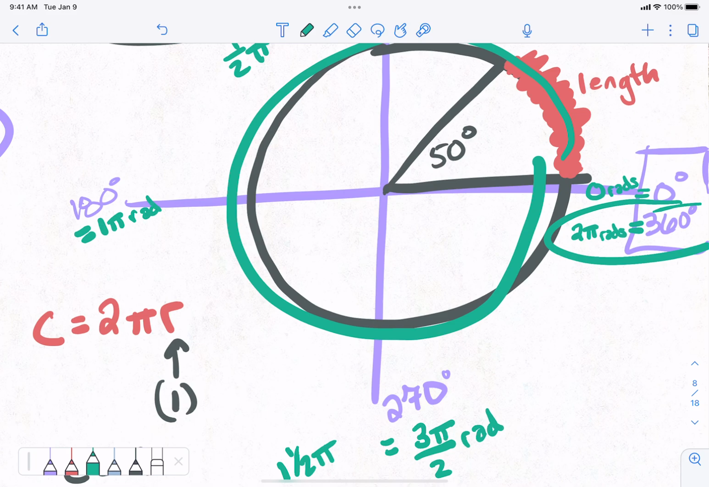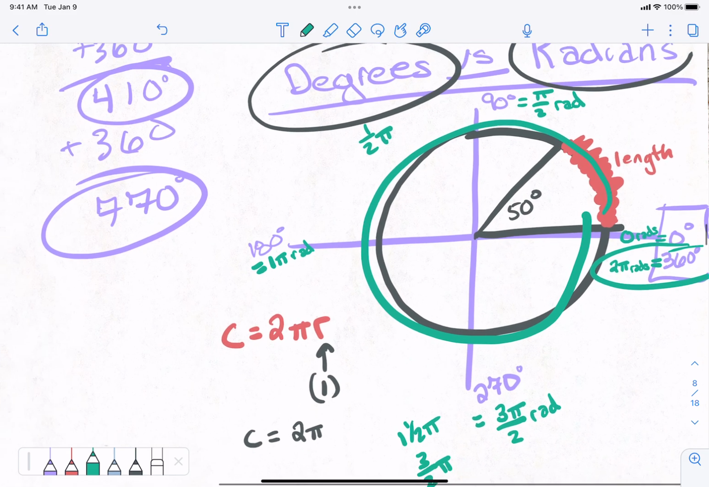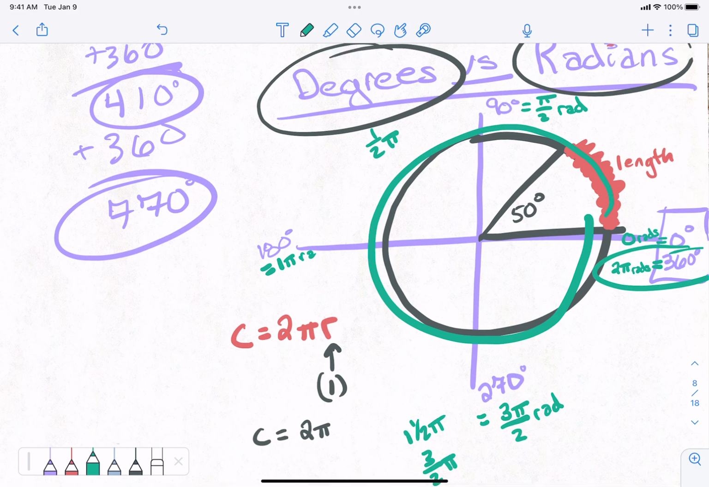Pi radians, pi over 2 radians. Those are radians versus degrees. Does this make sense? Yeah? Top one is 1 pi over 2, or just pi over 2. Okay? Whatever. It's just the way that works.